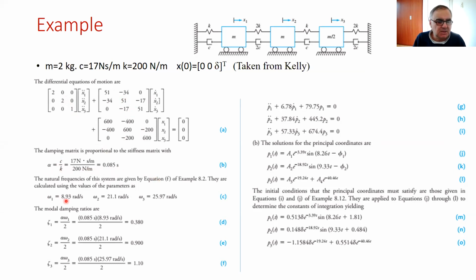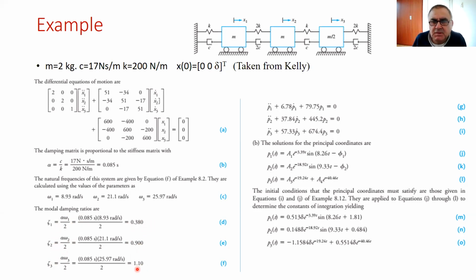The natural frequencies can be found from solving the regular eigenvalue problem. Okay. This was solved in another problem. It doesn't matter here. The natural frequencies are as follows. And the modal damping ratios for this system, zeta 1, zeta 2, zeta 3, are alpha omega 1 over 2, alpha omega 2 over 2, etc. It is 0.38 is the first damping ratio, 0.9 is the second one, and 1.10 is the third one. Note that the third mode is overdamped. Okay.